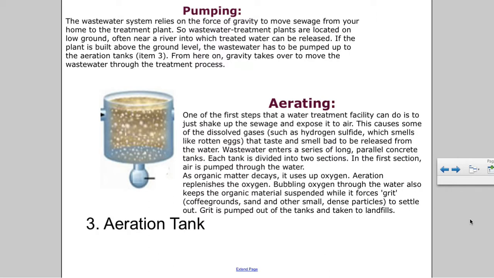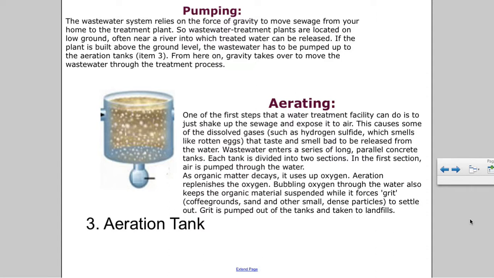And here is the aeration tank. So step 3 would be the aeration tank. But what happens in the aeration tank? You have pumping. The wastewater system relies on the force of gravity to move sewage from your home to the treatment plant. So wastewater treatment plants are located on low ground, often near the rivers in which the treated water can be released. If a plant is built above ground level, the wastewater has to be pumped to the aeration tanks. From here on, gravity takes over and moves wastewater through the treatment process.